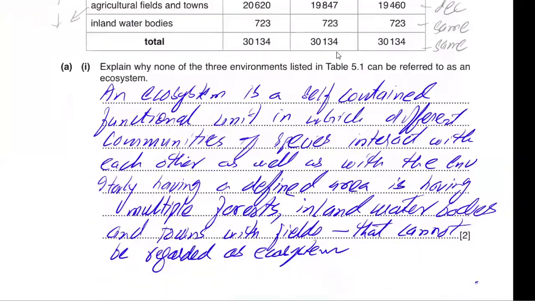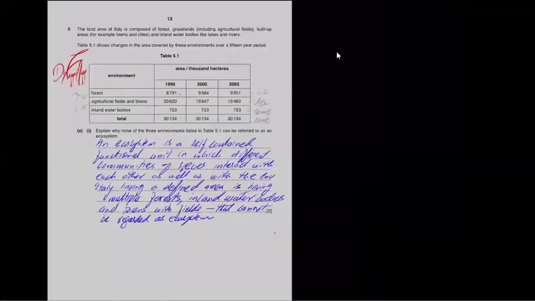Now the question is: explain why none of the three environments listed in Table 5.1 can be referred to as an ecosystem. How is this possible? Because an ecosystem is a self-contained functional unit in which different communities of species interact with one another, as well as with the environment. So Italy, having a defined area itself with multiple forests, inland water bodies, and towns with fields, cannot be regarded as an ecosystem because none of them are self-contained.